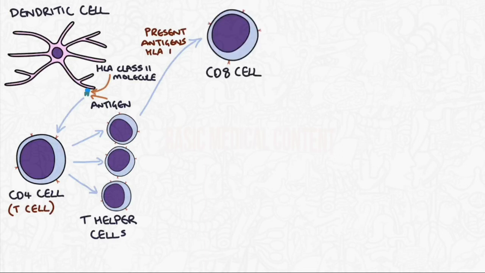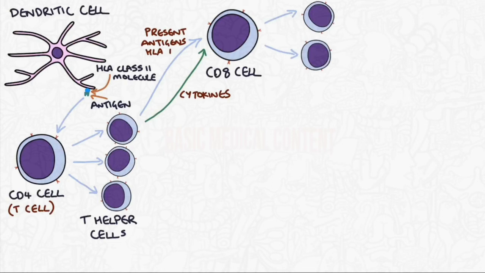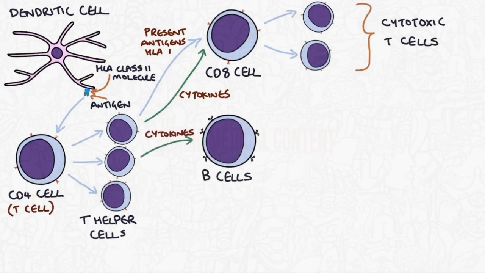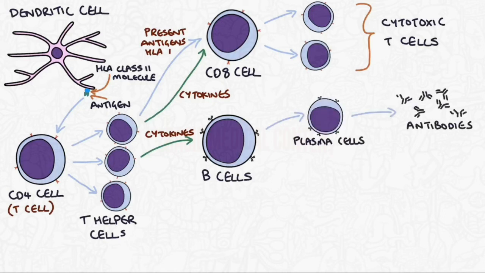cytotoxic T cells. These T helper cells also release cytokines that stimulate B cells to proliferate and differentiate into plasma cells that can release large quantities of antibodies, and memory B cells that hang around as part of the immune memory to respond quickly in future infections with that specific pathogen.